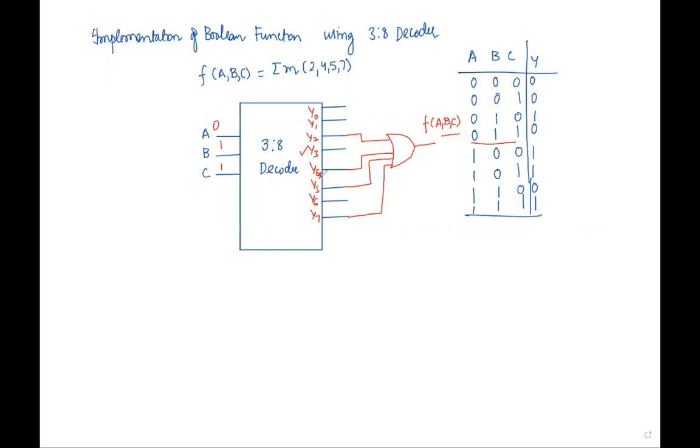So it's quite an easy thing. This is your 3:8 decoder. You will apply a gate here, and your output will be connected to the minterms given in the Boolean expression. So whatever you apply here, corresponding to that, your particular output will be activated, and that will be available at this particular output.